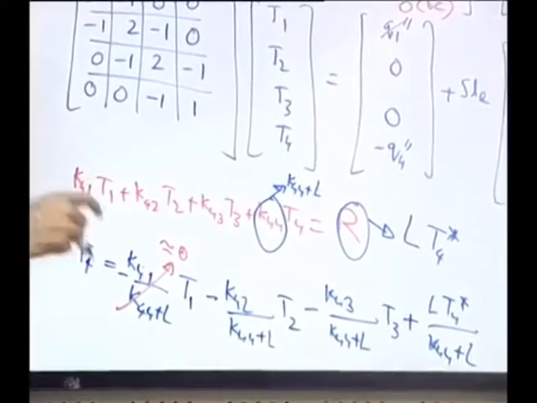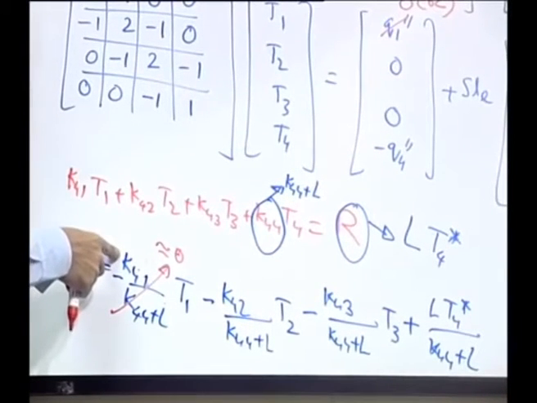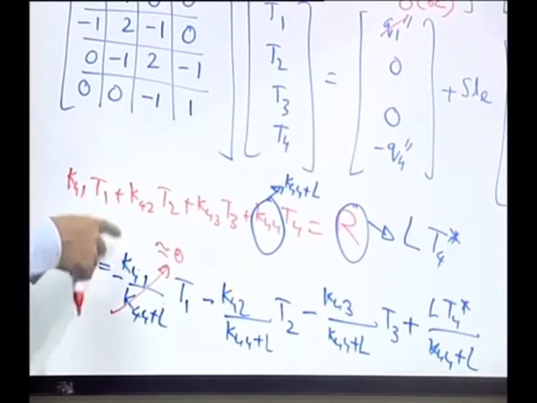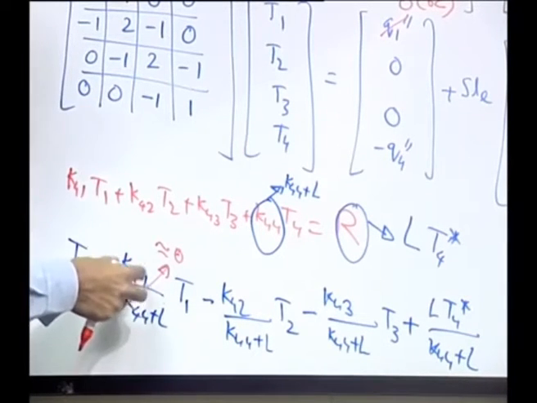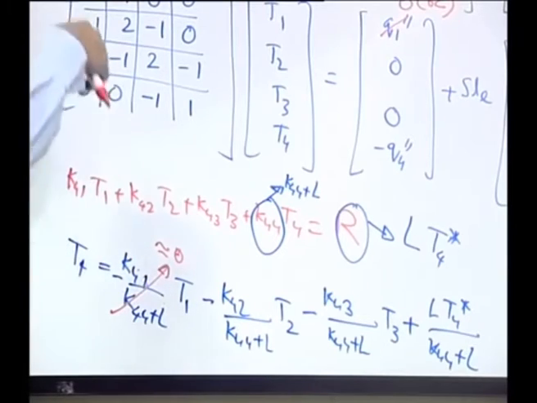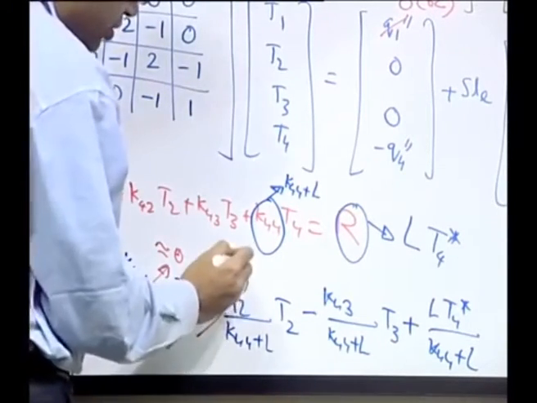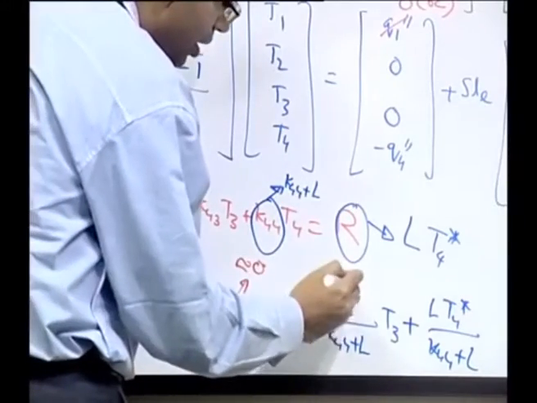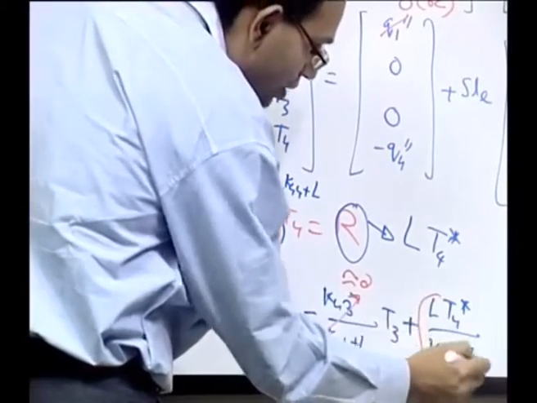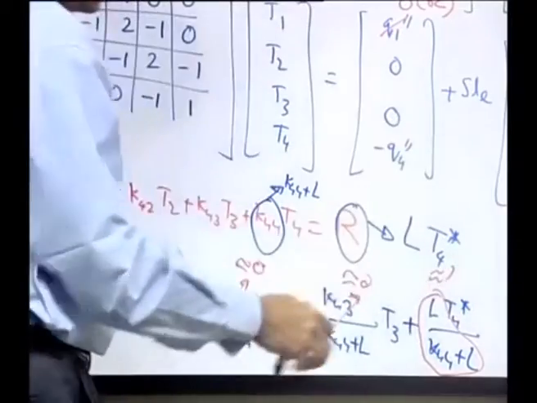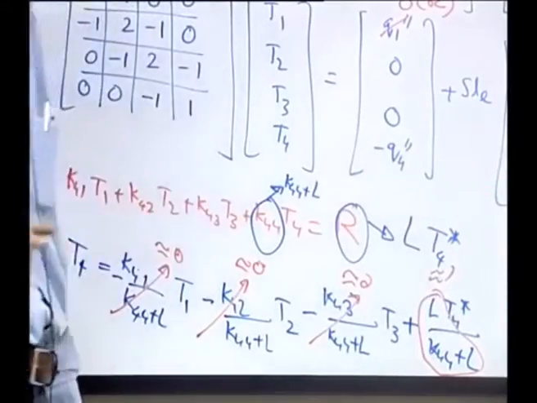So, largeness or smallness depends on the values of the individual numbers. You do not have a universal rule for that. Depending on the individual entries of K, you must keep it much larger in comparison to that. Then this will also be close to 0, this will be close to 0, and this ratio will be approximately 1. K44 is negligible in comparison to L.